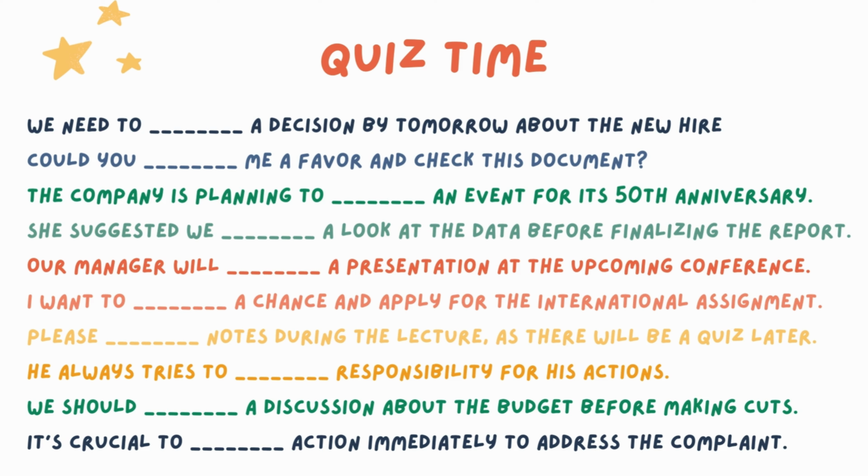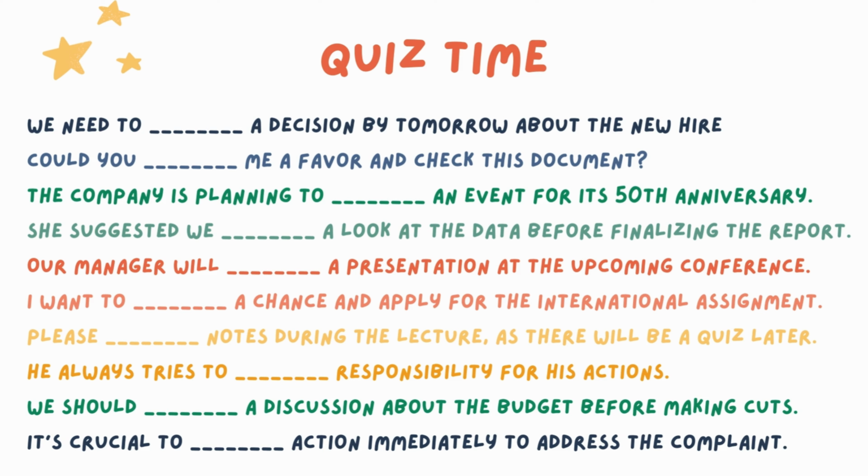Let's move on. Please something notes during the lecture as there will be a quiz later like this one. Please do what? What did I ask you to do in the beginning? Take notes. Please take notes during the lecture. Let's move on. He always tries to something responsibility for his actions. It's the same verb as above, to take responsibility.